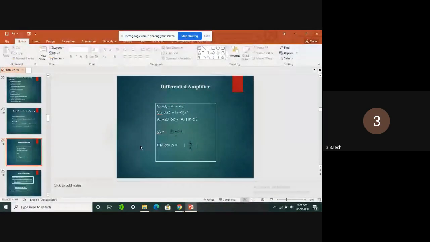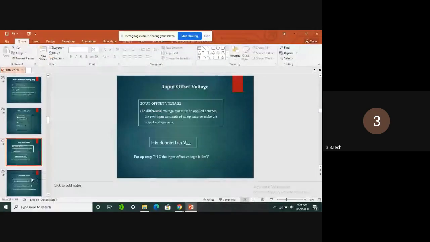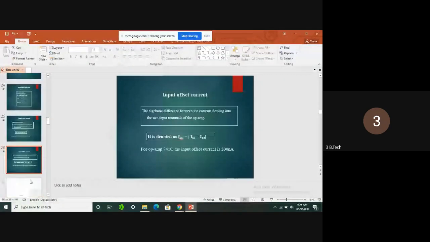Why? Because most operational amplifiers do not operate in common mode. Most of the time we need differential mode operation only. That is the reason we consider the CMRR. And I think we also mentioned clearly yesterday input offset voltage: the input voltage that must be applied between the two terminals of the op amp to make the output voltage equal to 0. That voltage is 6 millivolts for any 741 operational amplifier.